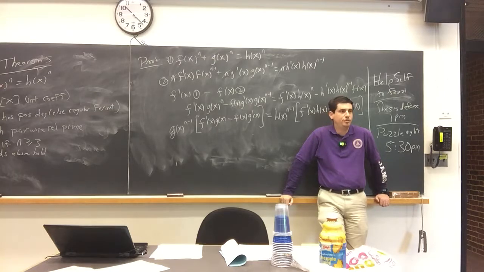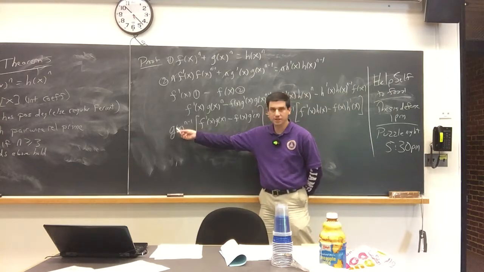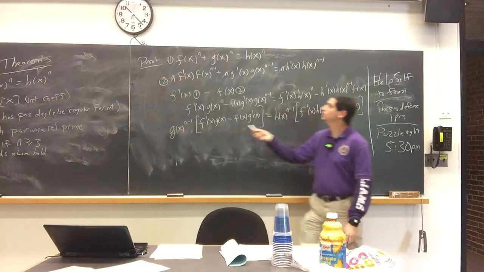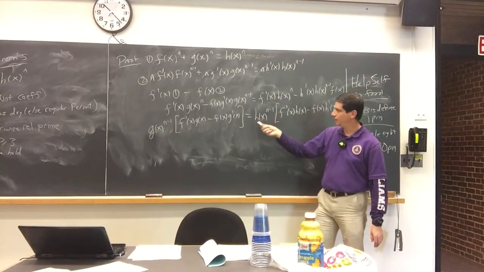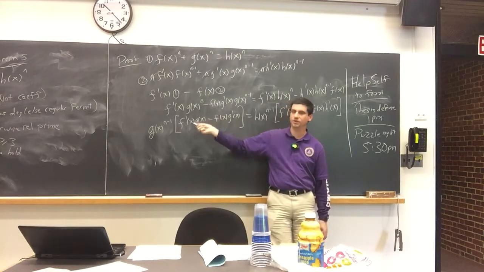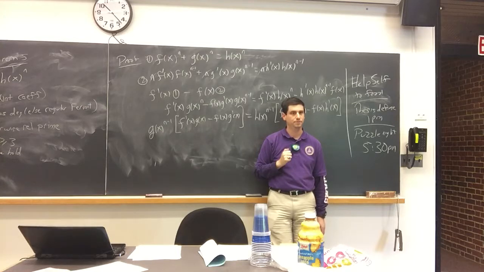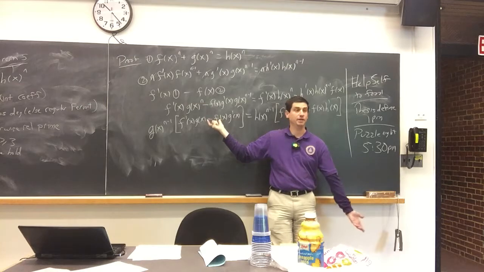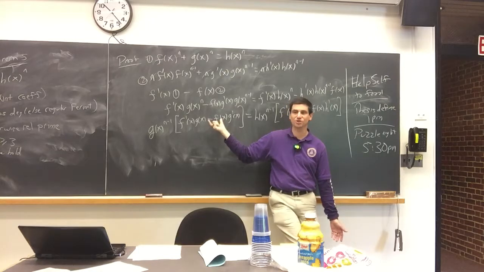And I know f, g, and h are relatively prime. So I know g of x to the n has no common factors with h of x to the n minus 1. So I know this would have to fully divide this, and this would have to fully divide this. What's the easiest way to ensure that this fully divides this expression over here? How can you be sure that h of x will divide this? What value would you like this to have? What would be the nicest value this expression could have?